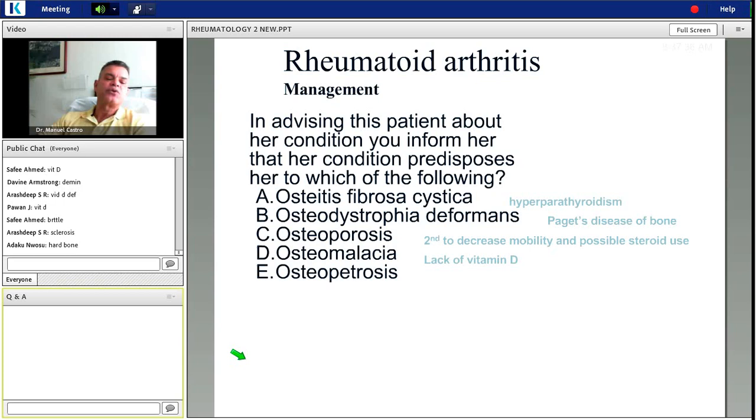Osteopetrosis is a hereditary disease that causes very hard, brittle bones in these patients and can actually cause a problem for the patient. So in this patient, osteoporosis is going to be the most important thing that they're going to be predisposed to.